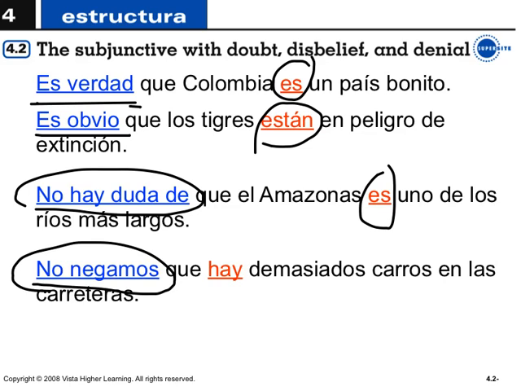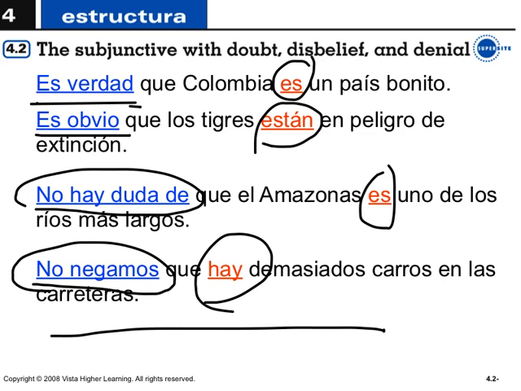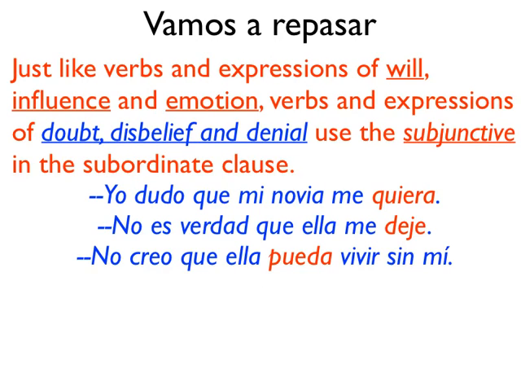And then once again we have the verb negar, but this time we're saying we don't deny. No negamos que hay demasiados carros en las carreteras. We don't deny that there are too many cars on the highways. So that to the speaker is true. The indicative is used.